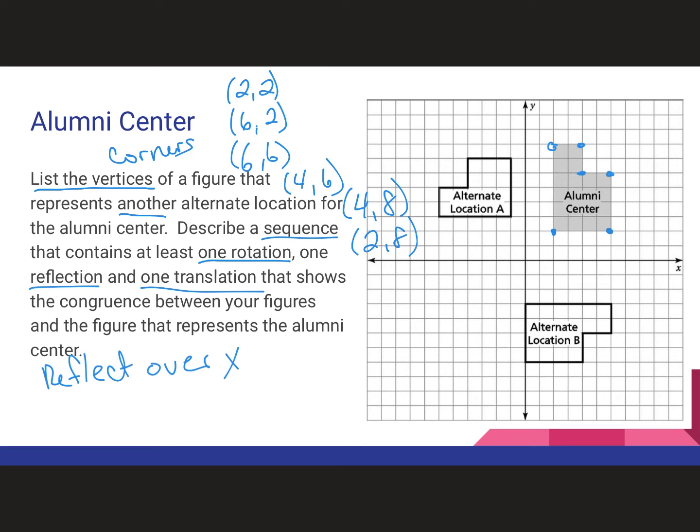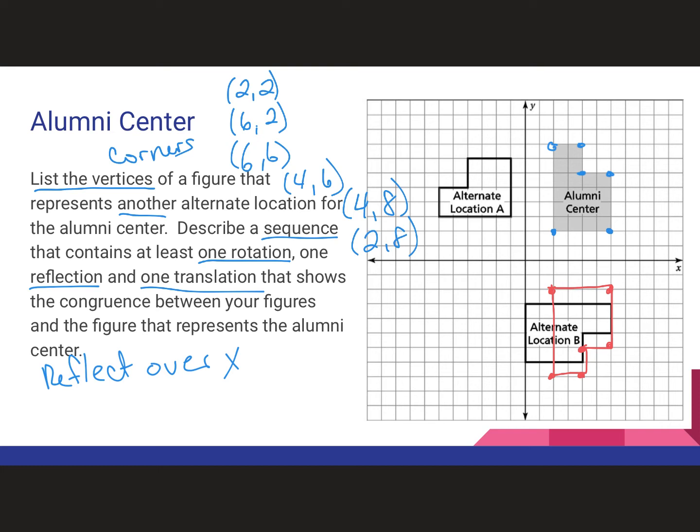So I'm going to just move these points here. So when I reflect, I get a point here, a point here, a point here, a point here, a point here, and a point here. So that's my first thing. So that's my reflect. As I can see, I got the same shape.